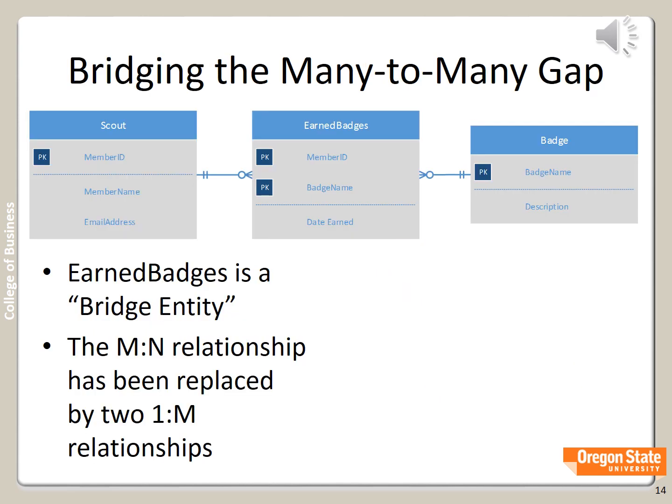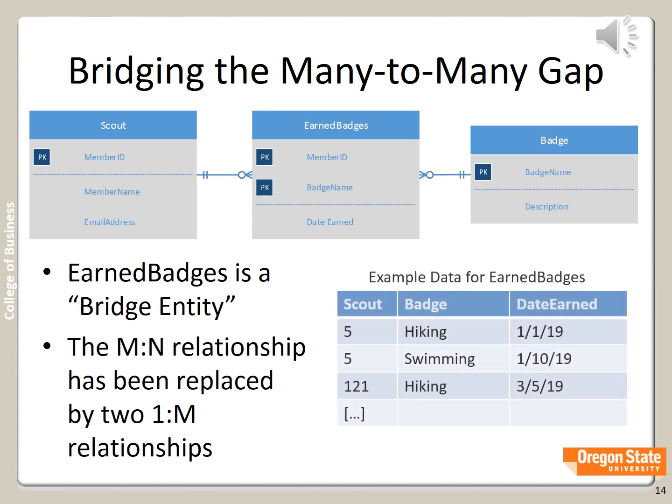Bridging the many-to-many gap. You can resolve a many-to-many relationship in an ERD by using an additional entity. These special entities are called associative, composite, or bridge entities. The earned badges entity shown on the slide is a bridge entity. Its primary key consists of a combination of the member ID and the badge name. In a relational database, we would add a row in the earned badges table that listed, for example, 5 as member ID and hiking as the badge name. That would mean that the scout uniquely identified as member 5 has earned the hiking badge.